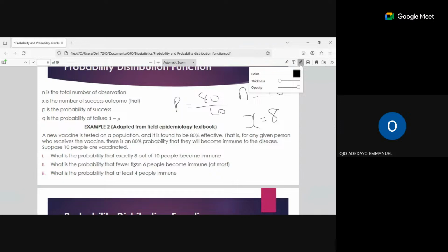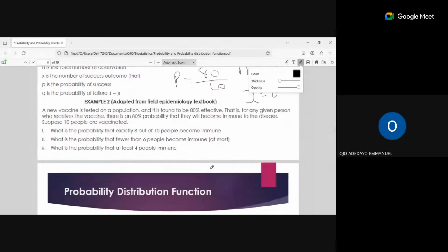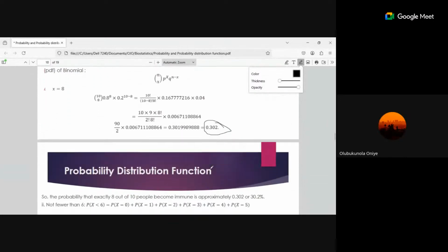What is the probability that fewer than 6 become immune? Fewer than 6. What did they mean by that? 5, 4, 3, 2, 1, 0. Good.